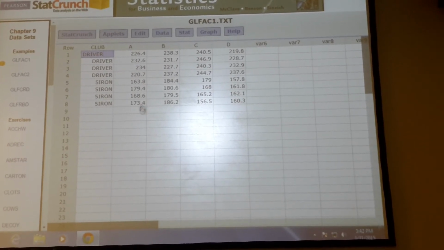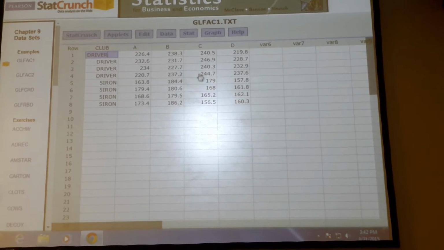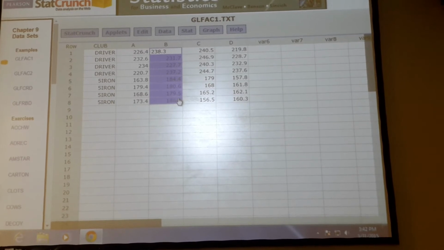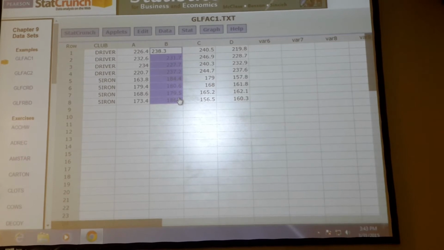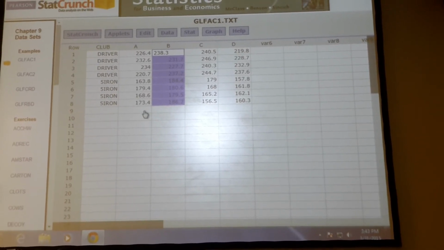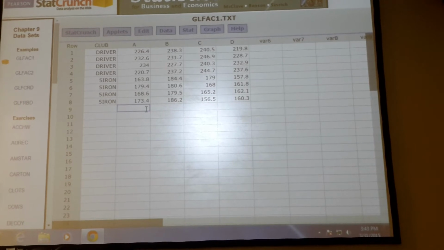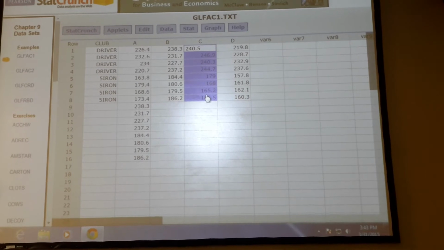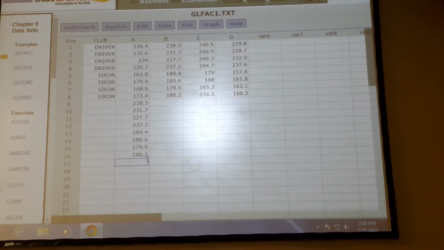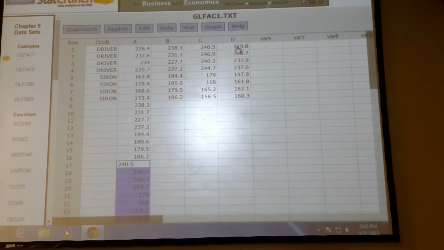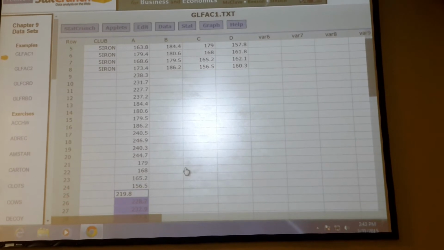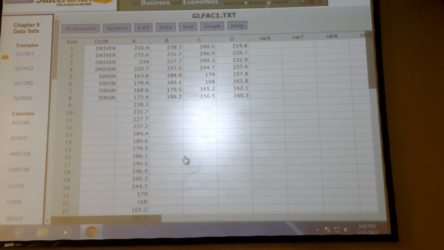I'm going to set up all of my distances in column A. I can leave the A's alone, but I'm going to need to copy the distances from columns B, C, and D. So I'm going to highlight those distances in column B, hold down Control and C, click over here in column A and do Control V to paste it in. Go to column C, Control C, come back here, Control V to paste it in. Control C, Control V. Now I've got all of my distances in one column.